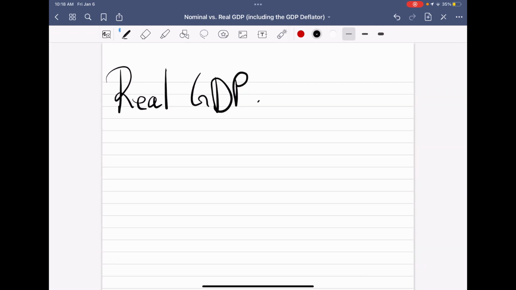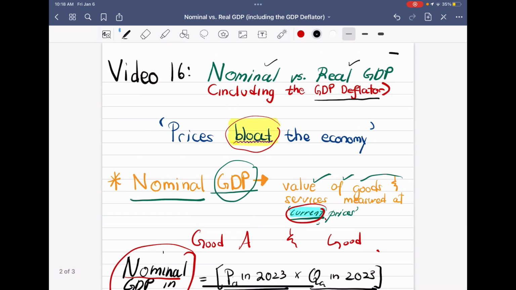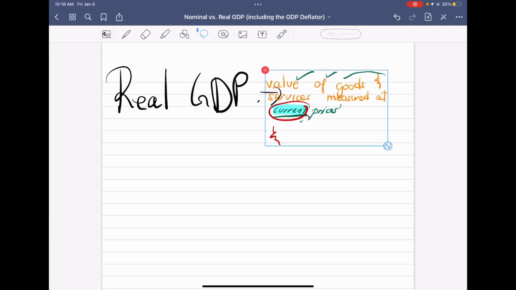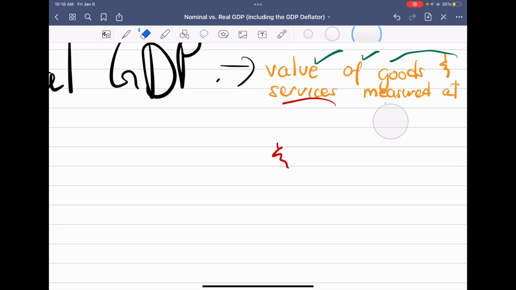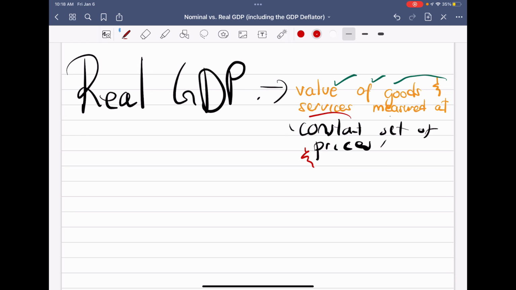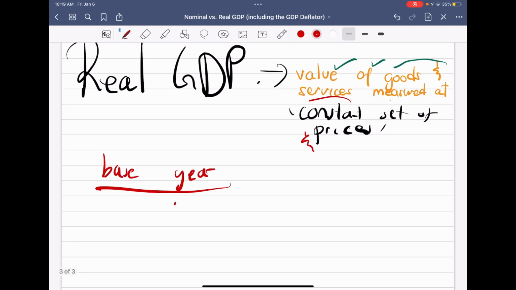Real GDP is the value of goods and services measured not in current prices, but with a constant set of prices. I'm just going to write it down here. Constant set of prices. What do I mean by constant set of prices? It means we use a price from a certain year, and that year is called the base year. So we make that price constant, right?